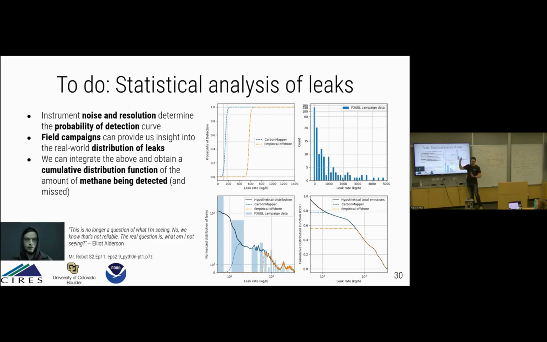I'm not calling them out. This is just a hypothetical instrument. This would be the probability of detection. The thing is, from field campaigns, we can have a distribution of leaks in that region. Knowing the types of platforms and how much they leak, we can fit a hypothetical distribution of this data using more points, and then integrate this probability of detection over the hypothetical distribution of leaks and see how much we're missing in terms of methane mass. So how much is being emitted that we can't physically see because of the limitations in our instruments.